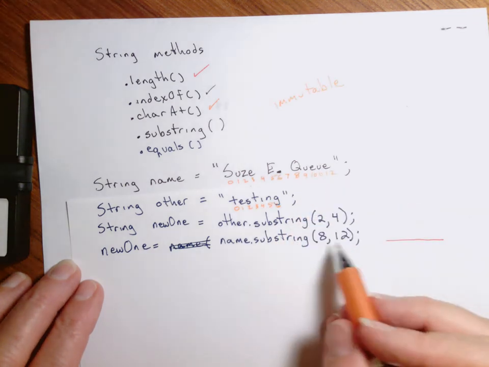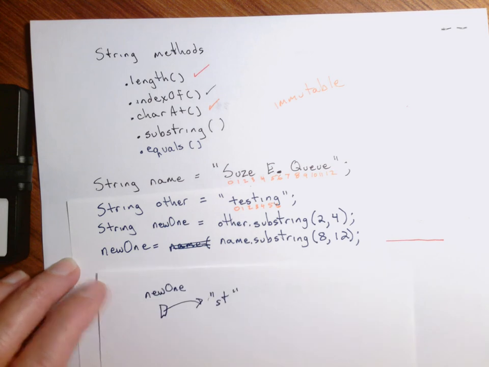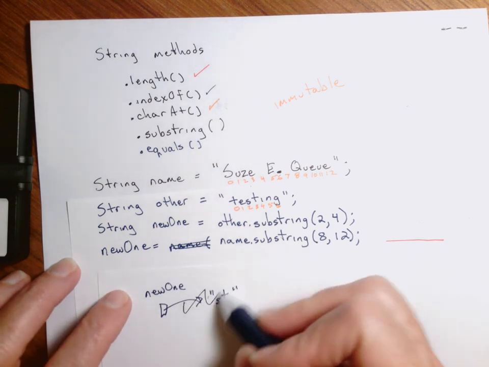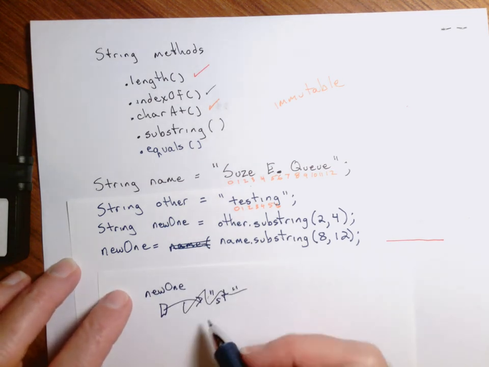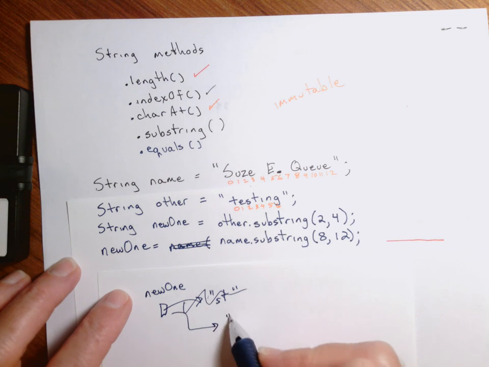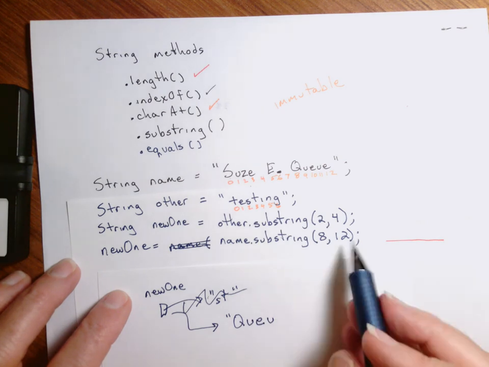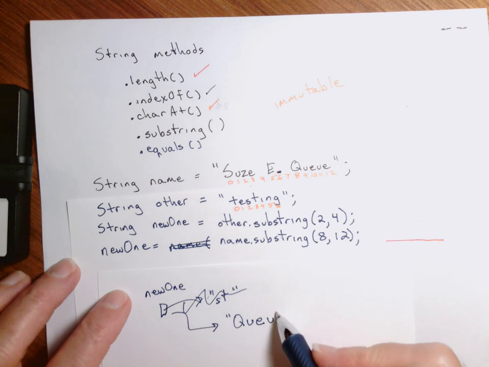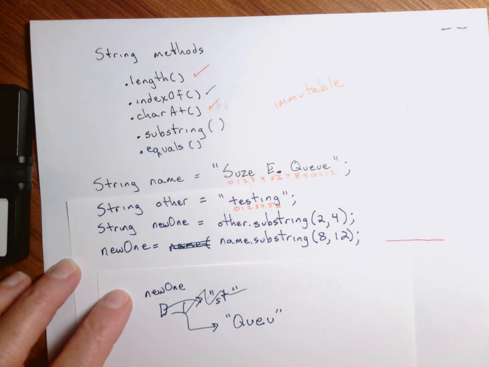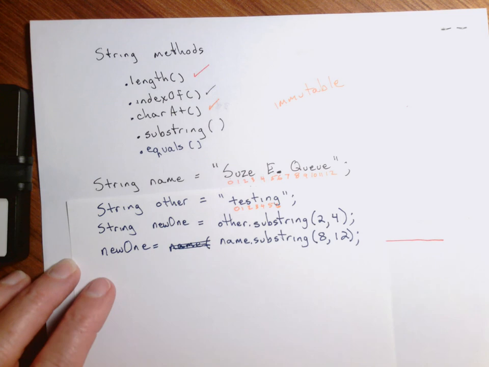So if I'm going from 8 to 12, newOne would no longer be referencing "st". It would now be referencing a string that starts at position 8, so it gets that Q. Position 9 is the U, 10 is the E, 11 is the U, but we're not going to include the E at position 12 because we go up to but not including that second one. So newOne will now be set equal to "QUEU". That's the two argument version of substring.